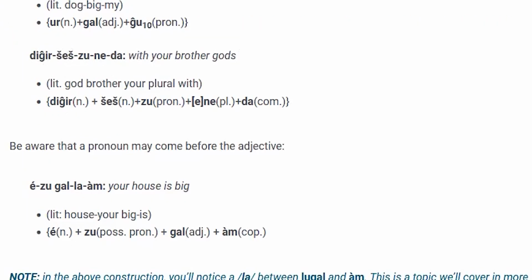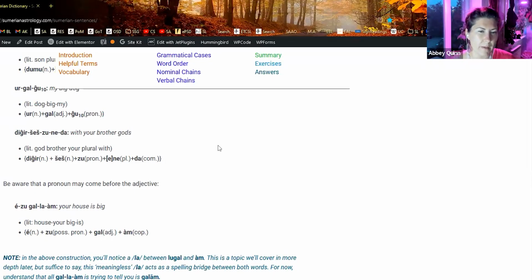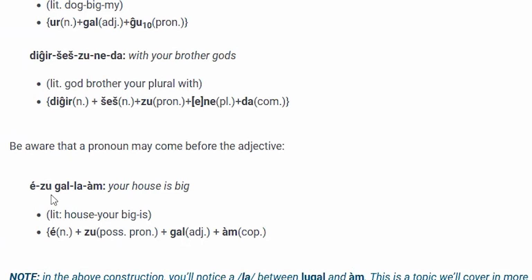Dingir shesh zunida, with your brother gods. Literally, god, brother, your plural, as opposed to your singular, with, as in the plural marker, with. Dingir shesh is brother, zu, pronoun, so on and so forth. Be aware that a pronoun may come before the adjective. Ezu gala, your house is big.